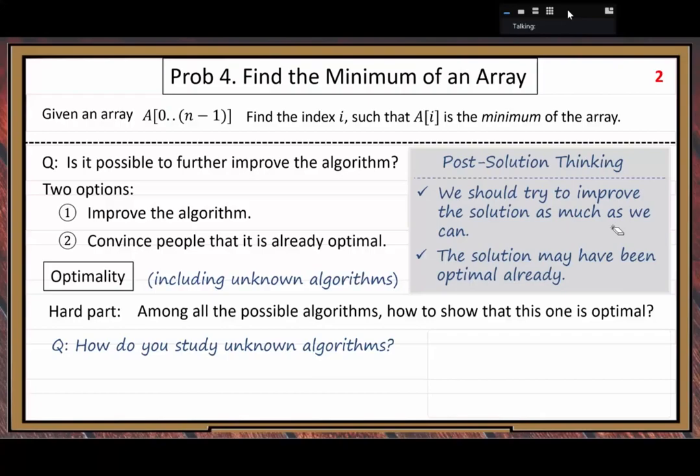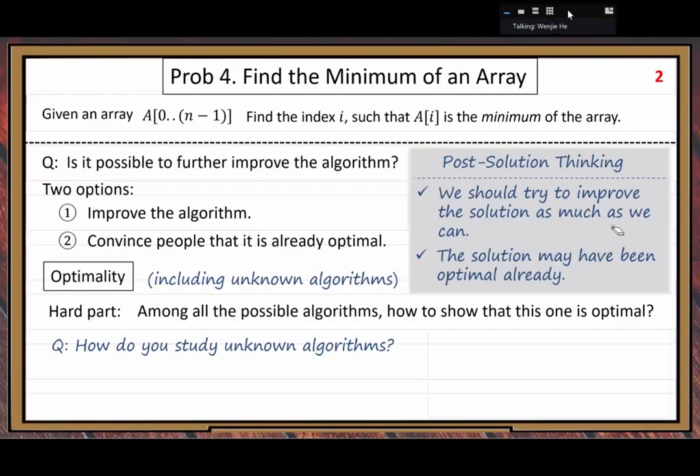But it would be brute force, right? Very brute force. That's one way of thinking. That's what I'm asking. Yeah, the answer is correct. We can study unknown algorithms. But the question is, how to study? We need to know how to study unknown algorithms.